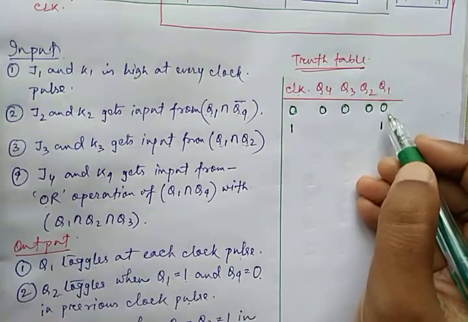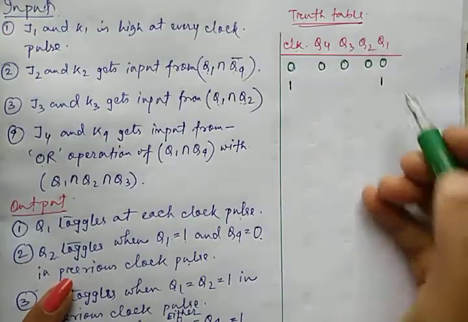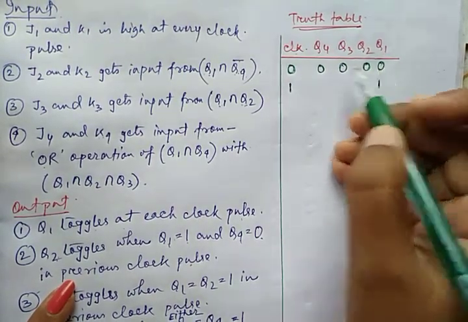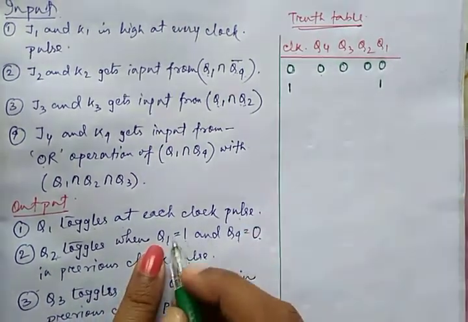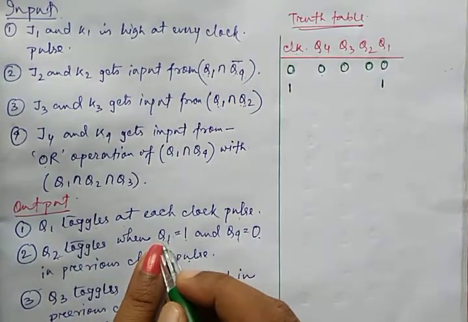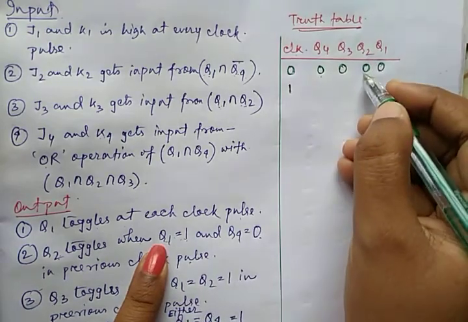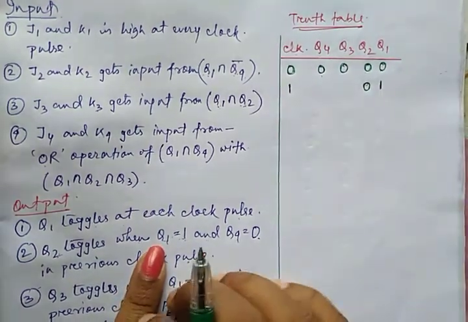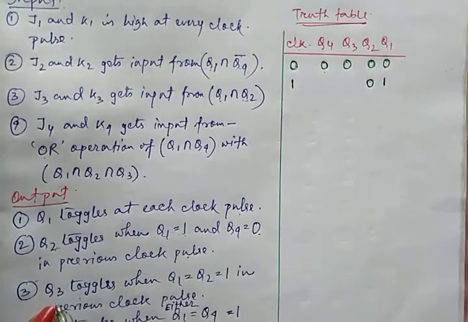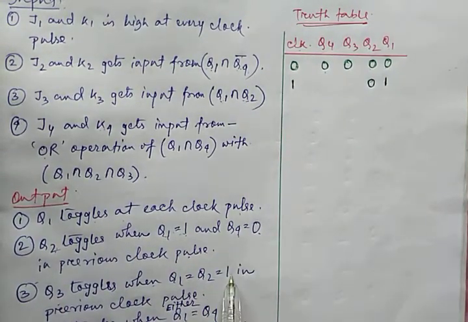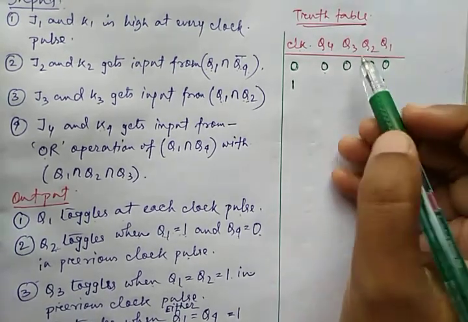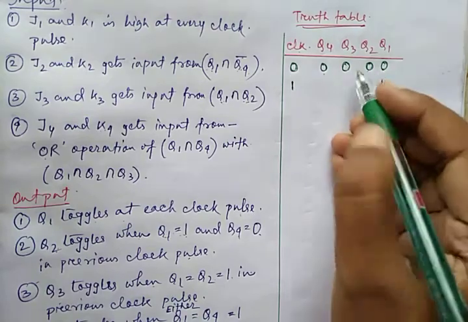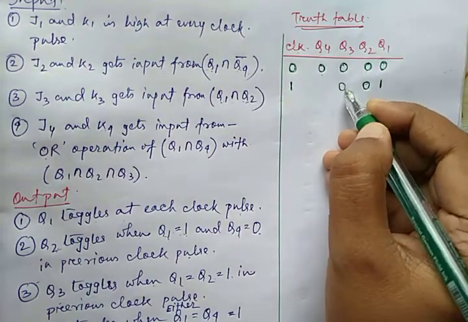So Q2 toggles when Q1 is 1 and Q4 is 0 in the previous clock pulse. But in the previous clock pulse, Q1 was 0 and Q4 was 0. To change Q2, Q1 must be 1, so it will not change. It will stay as in the previous state. For Q3 to toggle, Q1 and Q2 must be 1 in the previous clock pulse. But in the previous clock pulse, Q1 and Q2 were both 0, so this will also not change.